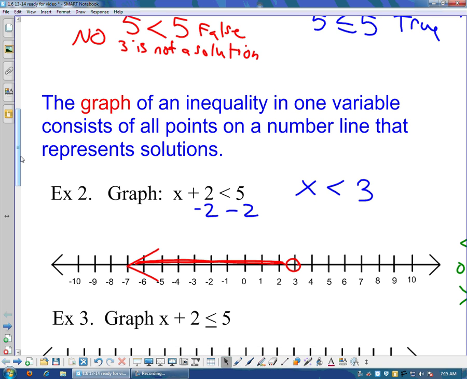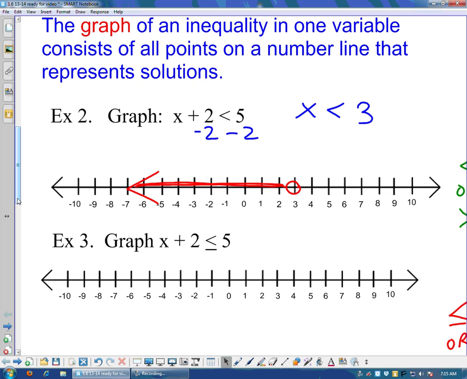And then if we were going to graph the other one, x plus 2 less than or equal to 5, again, subtract 2 from both sides. We get x is less than or equal to 3. This time we would want a solid dot at the 3 and shading to the left.